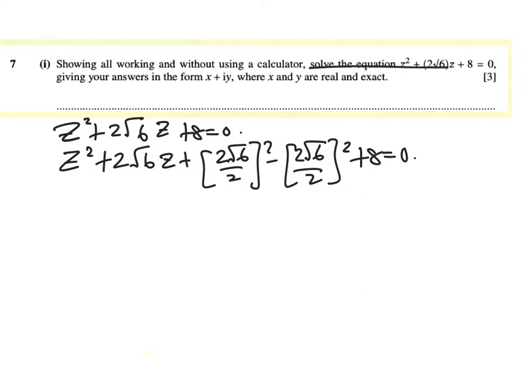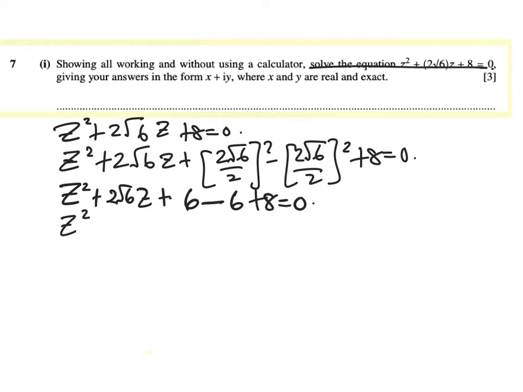Okay, so we have to solve it in the required form, and the answer must be in this form. So completing the square is the best method for us to approach. So z² + 2√6 z + √6 times √6, which is 6, then minus √6 times √6, which is 6, and then plus 8 equals 0. So couple this and make it into a quadratic equation: 2√6 z + 6, and then minus 6 plus 8.